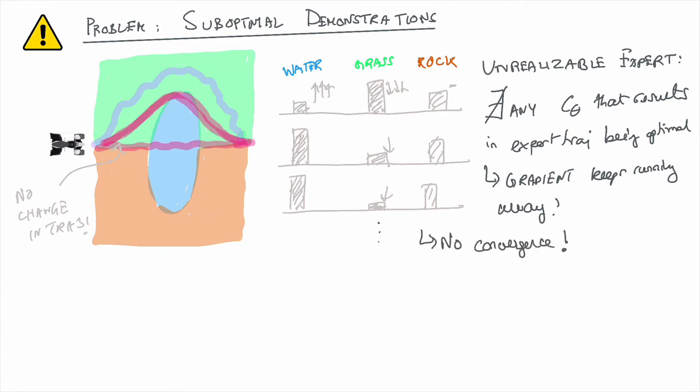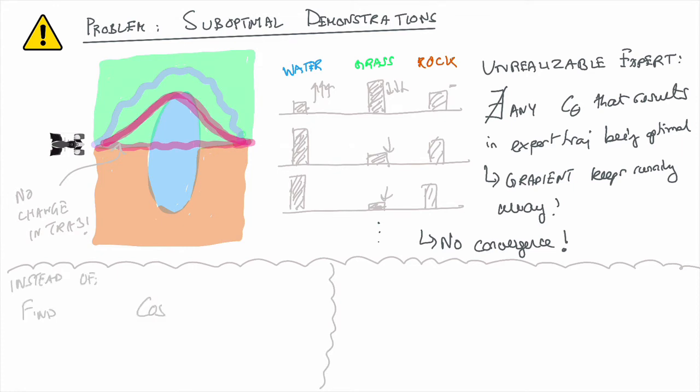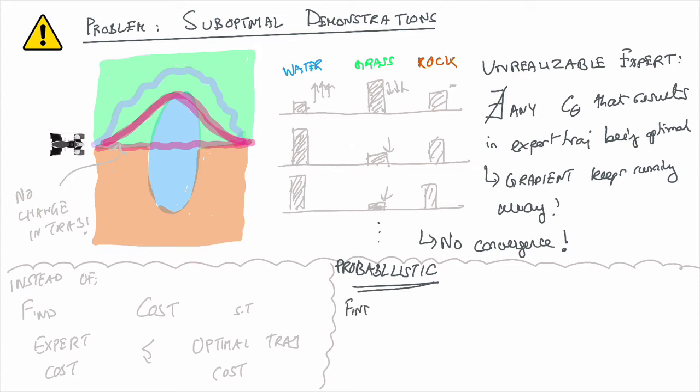So how do we make the algorithm work for suboptimal experts? Well, we'll fix this with a very simple idea. Instead of trying to find a cost that makes the expert look optimal, can we instead think of the problem through a probabilistic lens? Can we think about trying to find a distribution over trajectories that, in a sense, matches what the expert is doing? So can we make this into a distribution matching problem?